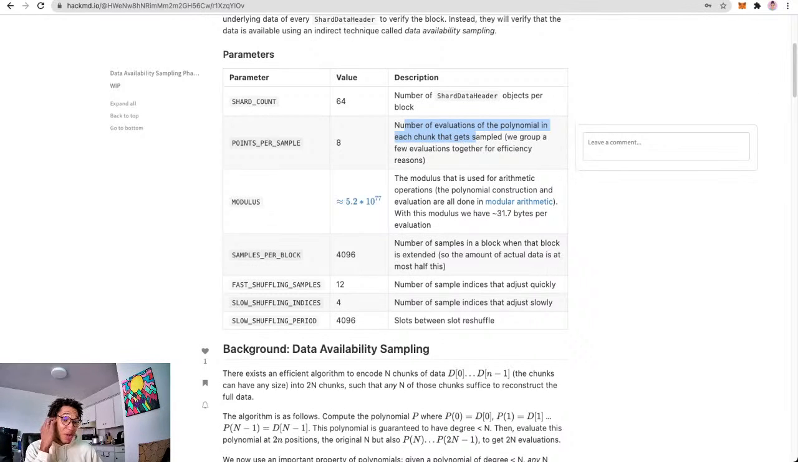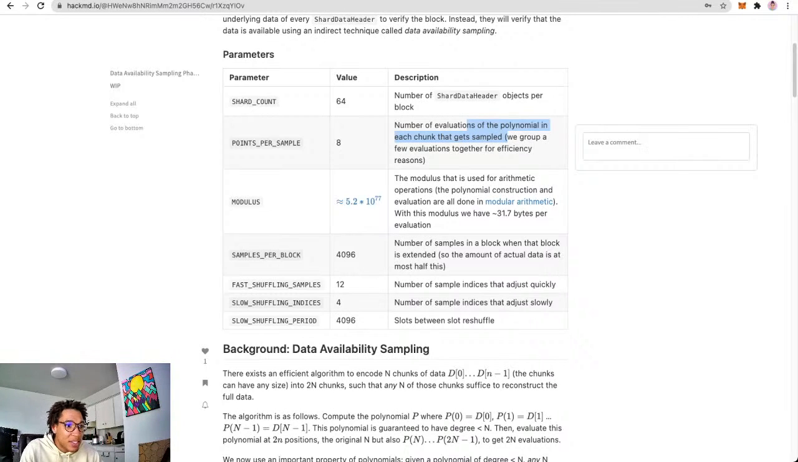So when I was going through the Nightshade paper for Near, we were talking about chunks, and the reason I went to that as well was to help me with my understanding of sharding. It seems like in this sharding as well, we have a different use case of the same word, chunks, and so I wonder if we're having the same definition for a chunk here as well. But these are the evaluations of the polynomial in each chunk that gets sampled. We group a few evaluations together for efficiency reasons. Okay, so you're not evaluating everything, I guess.